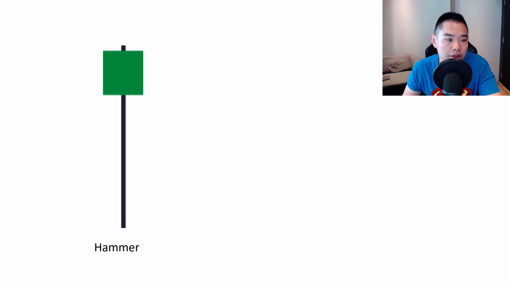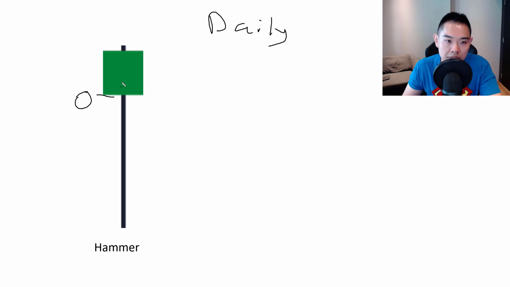One is called the hammer. So what is a hammer? For those of you who do not know, a hammer simply tells you that the buyers are temporarily in control, because this is the opening price of the hammer. So let's say if you look at this hammer, it's on a daily time frame. This is what it's going to mean. This is where the market opened. This is where the market has closed. And this is the high of the day. And this over here is the low of the day.